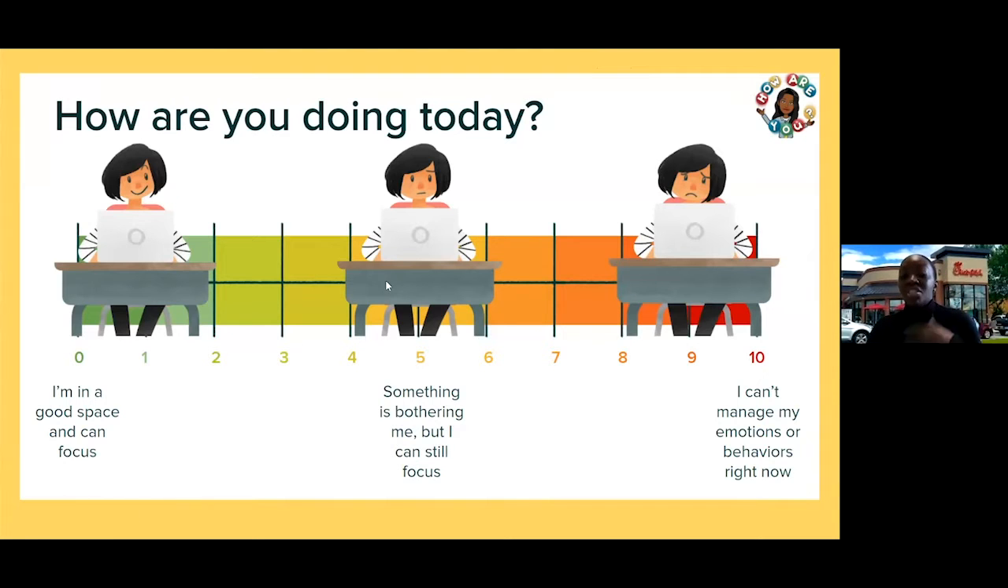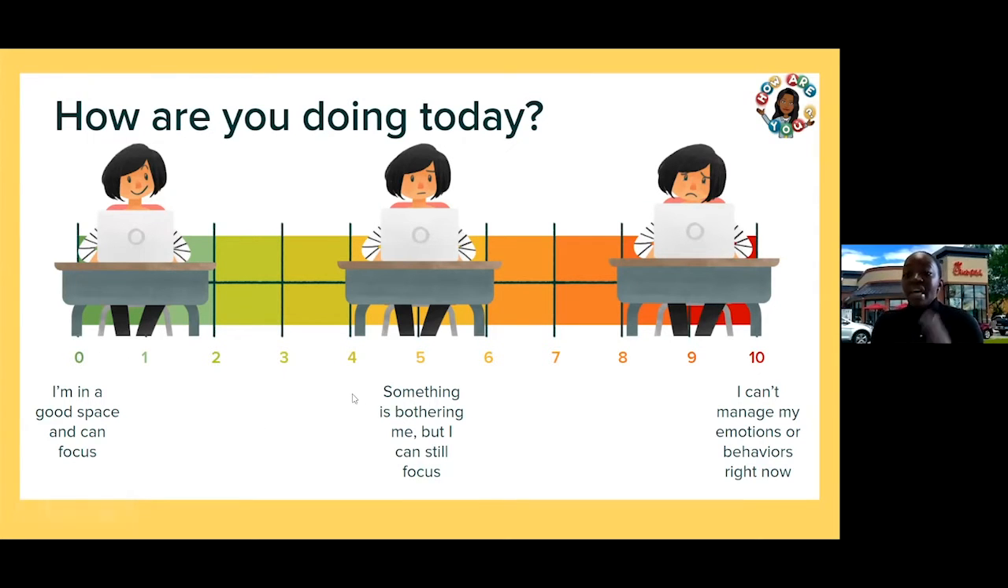So how are you doing today? Not everyone is going to want to turn on their cameras and say, hey, I'm doing fine. But they use this. So on their screen, they're able to kind of drag a dot to where they feel best connects with them. So some of them might be a 7, some of them might be a 2, some of them might be a 0. Like, I'm in a good space and I can focus.